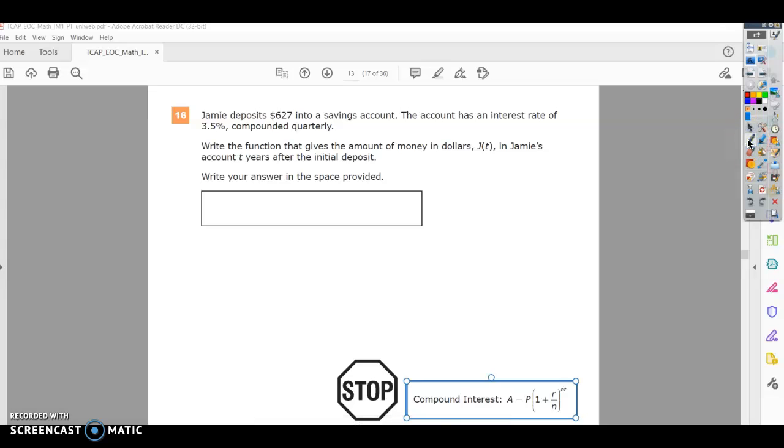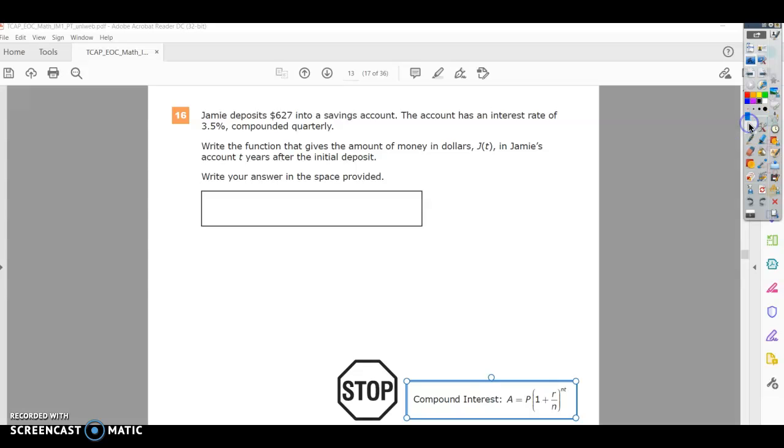Math 1 EOC Practice Test number 16. Jamie deposits $627 into a savings account. The account has an interest rate of 3.5% compounded quarterly. Write the function that gives the amount of money in dollars, J of t, in Jamie's account t years after the initial deposit. Write your answer in the space provided.